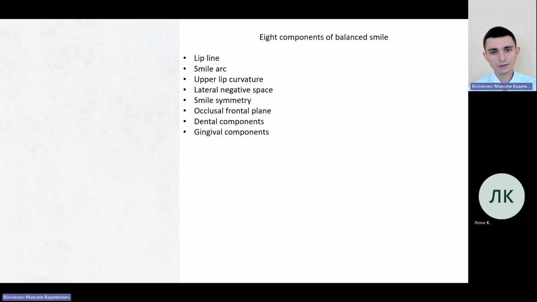There are 8 components of a balanced smile. They are the lip line, smile arch, upper lip curvature, lateral negative space, smile asymmetry, occlusal frontal plane, dental components, and gingival components.